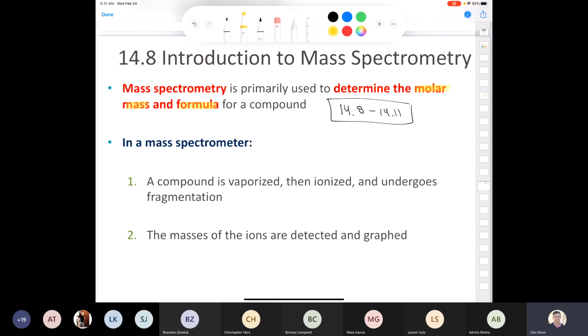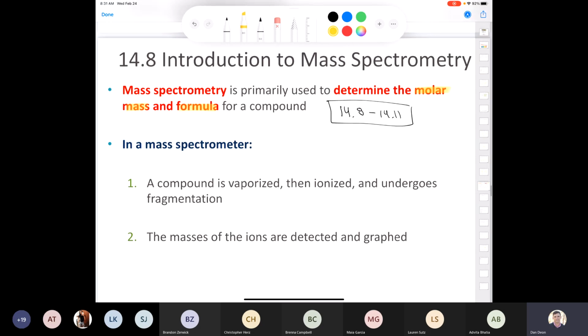The way that we do mass spectrometry is we use an instrument called a mass spectrometer. Some of them can be really, really expensive machines. What you do with a mass spectrometer is you vaporize a compound, then it becomes ionized. You remember what ions are, right? Like carbocations, anions. Anyhow, we're going to look at ions. And then it undergoes fragmentation. What's fragmentation? Fragmentation is nothing more than breaking apart.